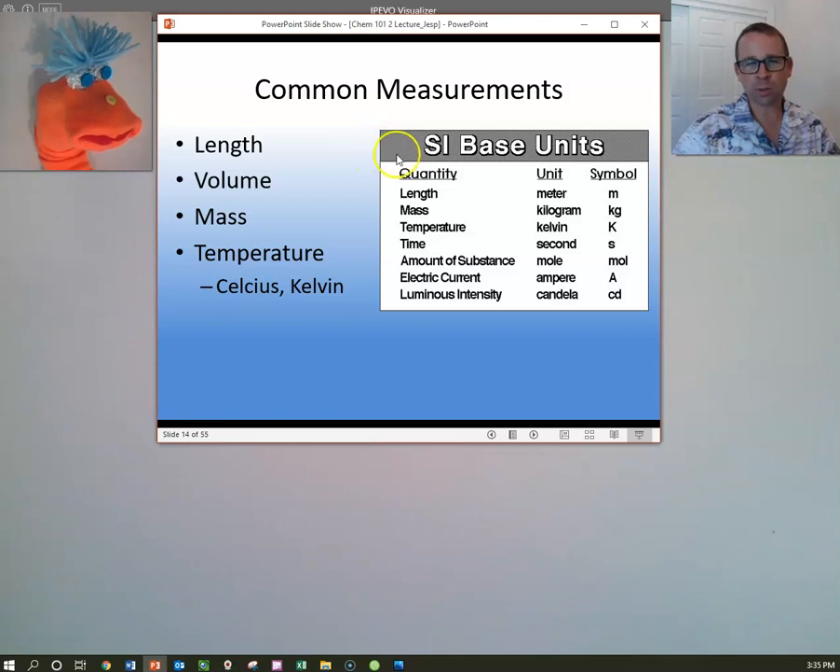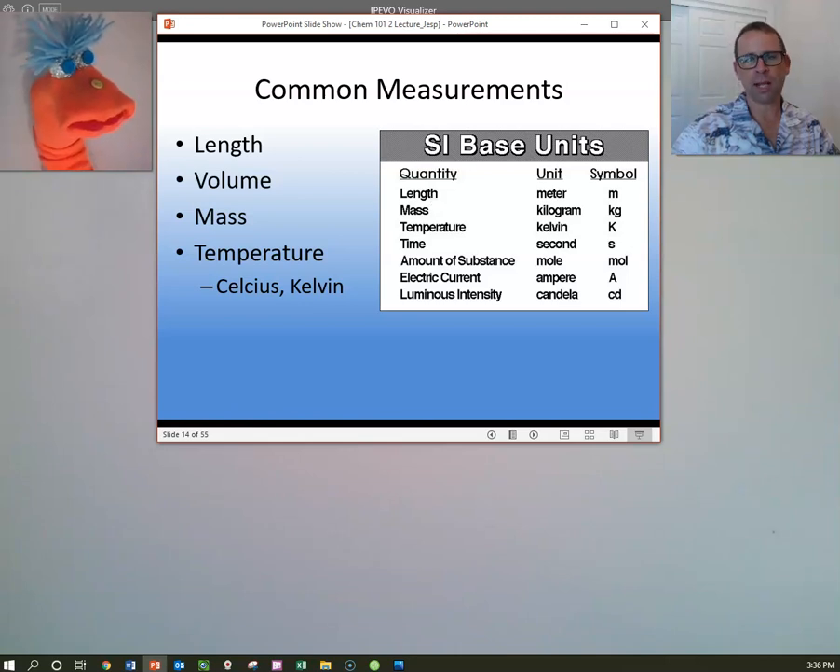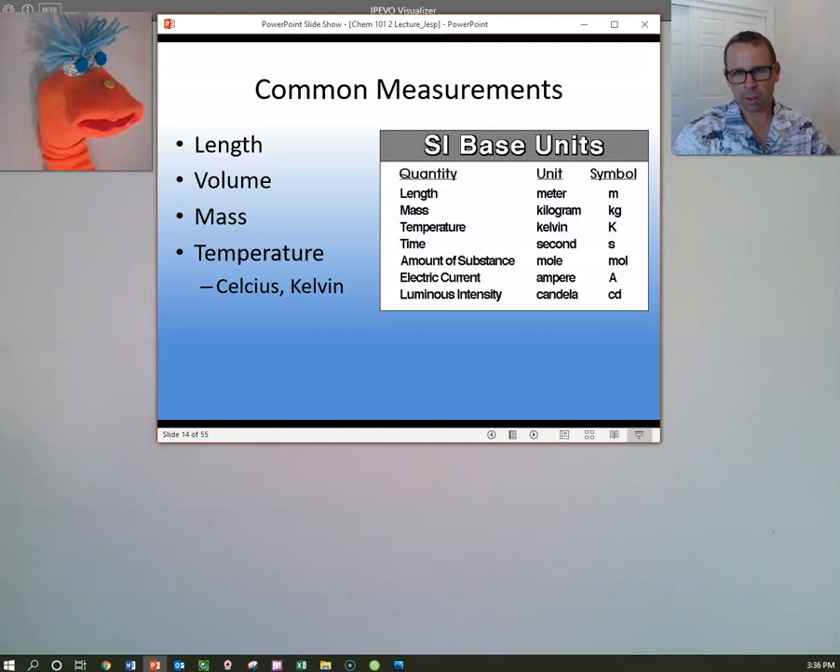So, we do also have what are called SI base units. This stands for Standard International Base Units. Some people are very adamant about always using standard units whenever you express a length or a mass or whatever. But it's not terribly critical in this class. We will always talk about what units we want to be using.